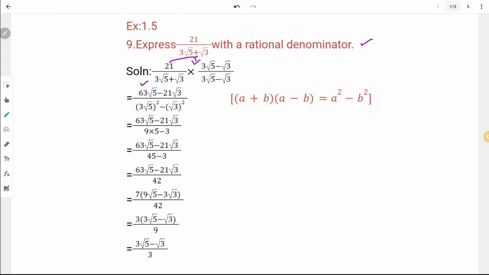So we'll have 63 root 5, and then once again 21 into, of course the sign is minus, okay, because you can already see a minus is there. So when I multiply 21 into root 3, it will simply be 21 root 3. Okay, so remember, outside, inside can multiply.